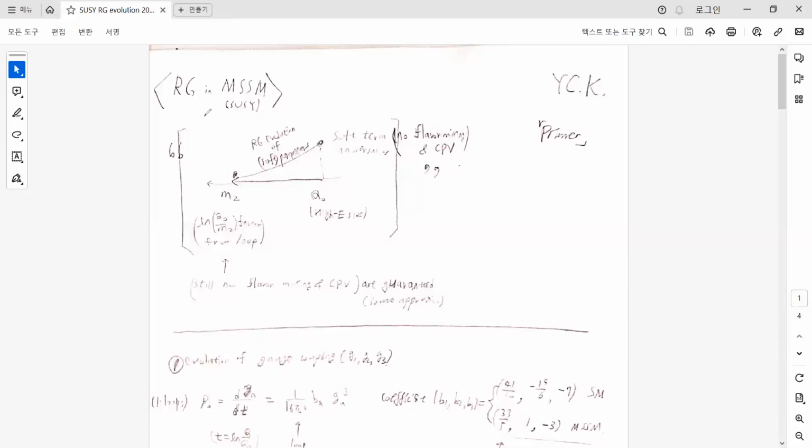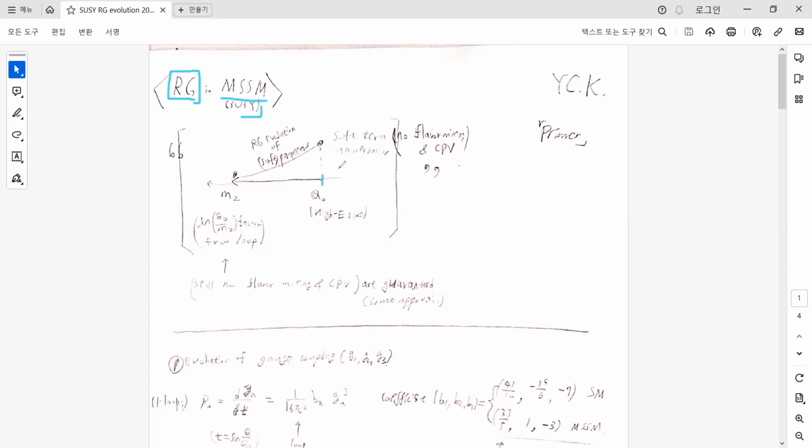The renormalizations are important in supersymmetry, especially for the supersymmetry-conserving parameters and also the supersymmetry-breaking parameters. Such renormalizations should be applied to the minimal supersymmetric model in supersymmetry theory because there are two different scales.